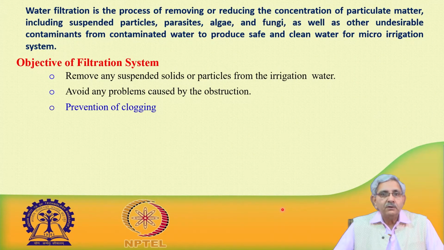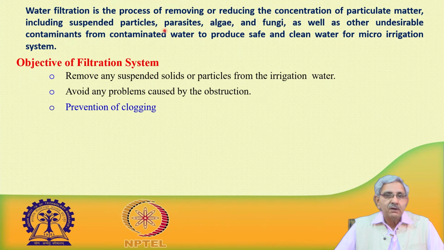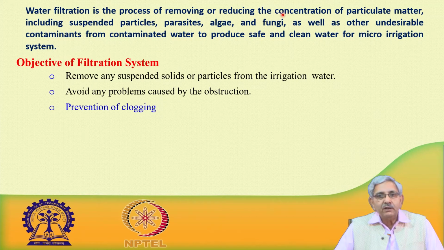When we call it the filtration system, water filtration is the process of removing or reducing the concentration of particulate matter, including suspended particles. This is what I told about the physical material, and then parasites, algae, fungi, which is biological material. These could be other undesirable contaminants, removed from the contaminated water to produce safe and clean water for micro irrigation system.